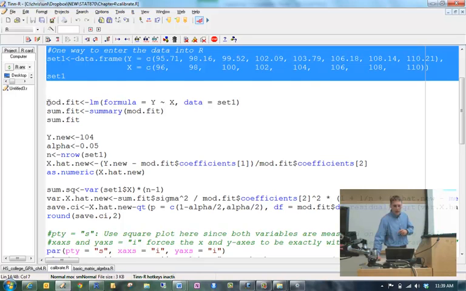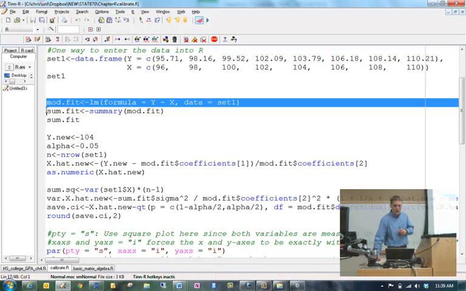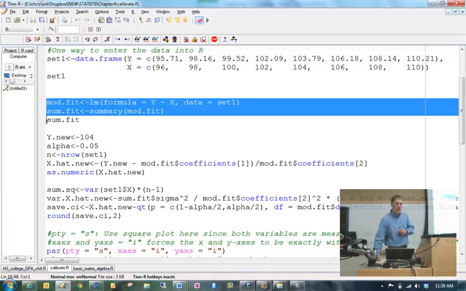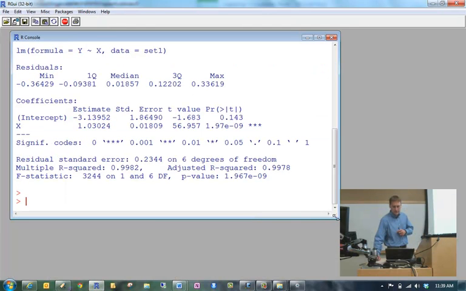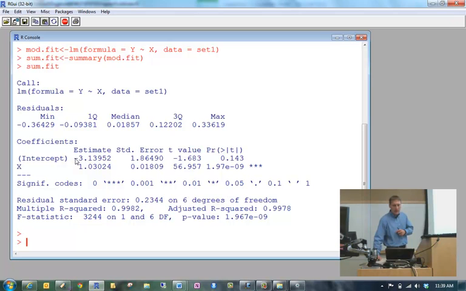Then let's estimate the model the usual way. I'm going to save the summary of the results into sum.fit. And let's actually look at sum.fit. So we can see that my model is y hat equals negative 3.14 plus 1.03 times x.